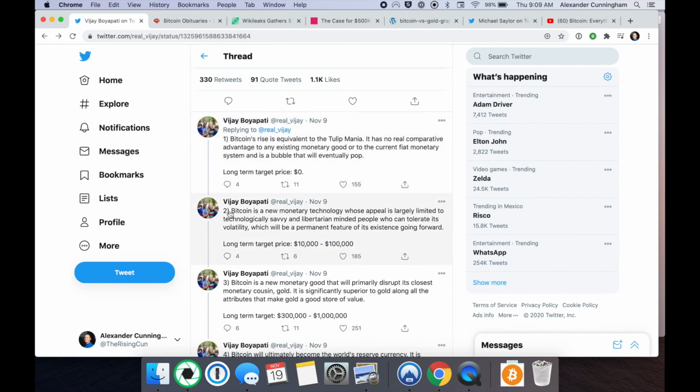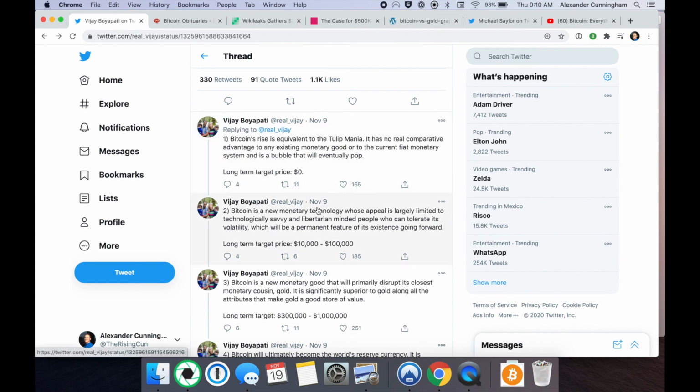Stage two, or option two: Bitcoin is a new monetary technology whose appeal is largely limited to the technologically savvy and libertarian-minded people who can tolerate its volatility. Price target 10K to 100K. Very few people seem to reside in this stage for long, because it's very hard to imagine that this is the end result of Bitcoin.